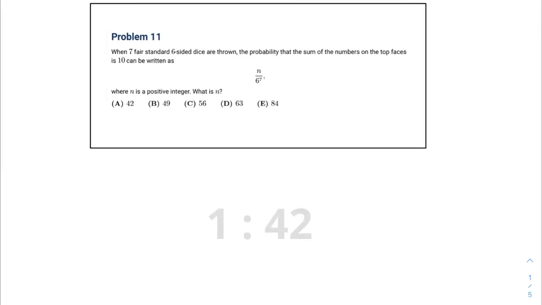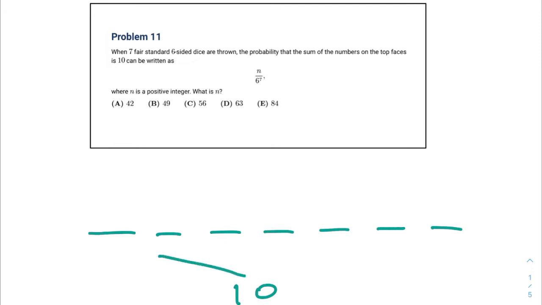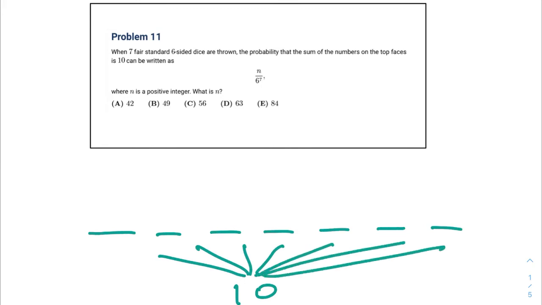So, in this problem we have 7 dice, so 1, 2, 3, 4, 5, 6, 7, and then the sum of the numbers on these dice is 10. So the key in this problem, to turn it into a sticks and stones problem, is instead of rolling the dice and then counting the sum of them, we can pretend like we're giving 10 points to each of the 7 dice. And then we can see how many ways there are to do that.